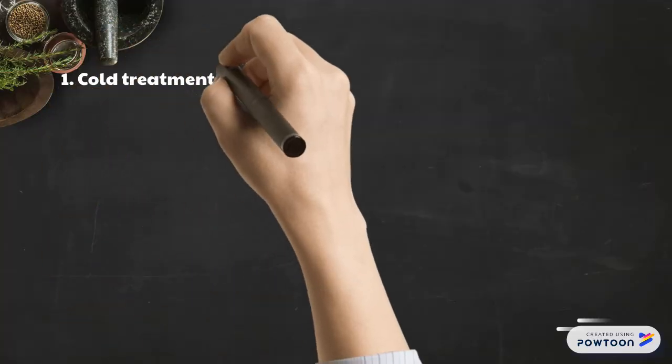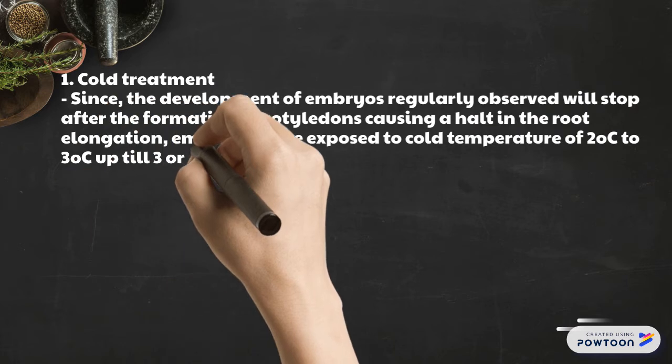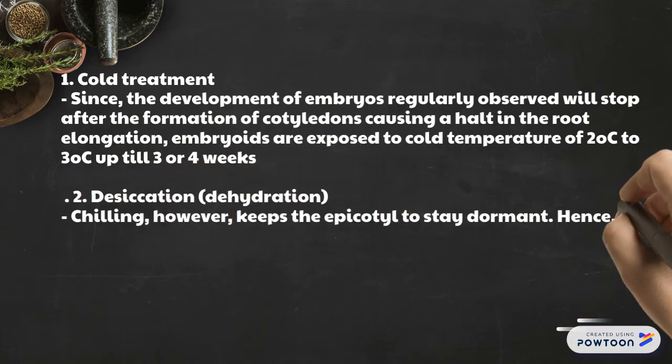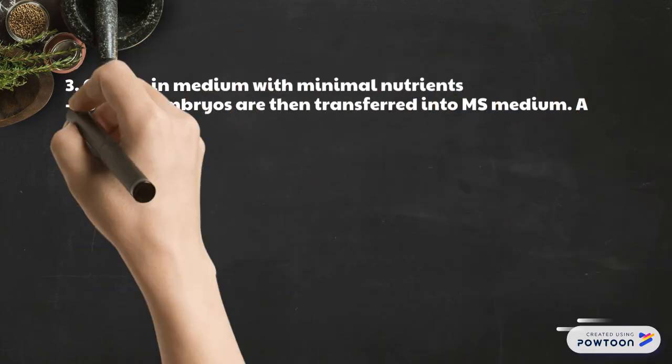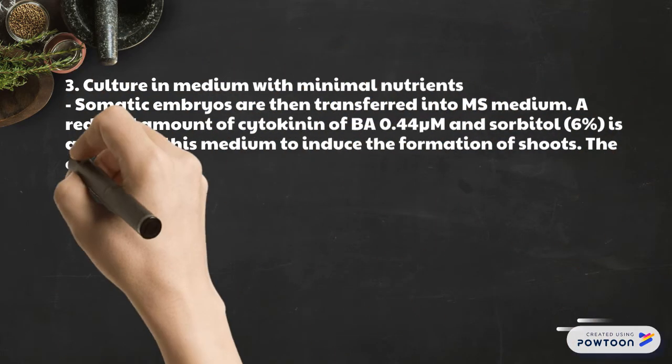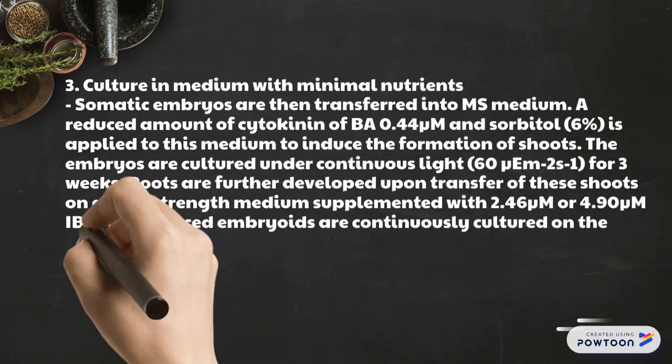Since the development will stop after cotyledons are formed, embryoids are exposed to cold temperature. Chilling, however, keeps the apicotyl dormant. This must be overcome by desiccation. A reduced amount of cytokinin and sorbitol is applied to the medium. Roots are developed on a medium supplemented with EVA. The embryoids are continuously cultured for 3 to 4 months.